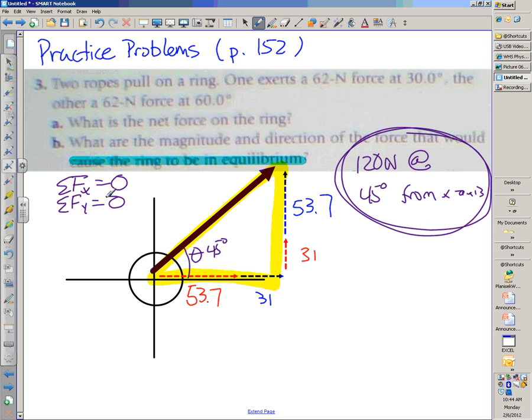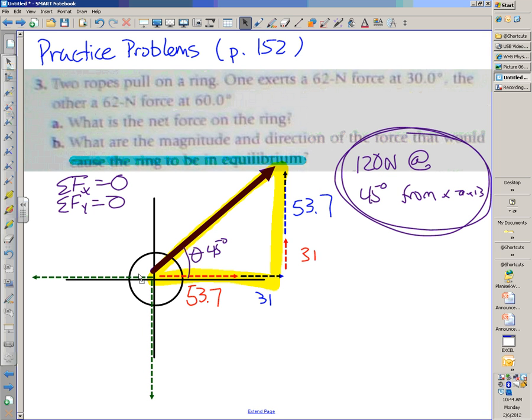If we look at the resultant vector that we just found out for those two forces, in order to make equilibrium, we're going to have to do this. We're going to have a force on the x-axis that is exactly opposite of these two put together. And on the y-axis, we're going to have a force that is exactly opposite of these two put together. So now we know what we need to create equilibrium.